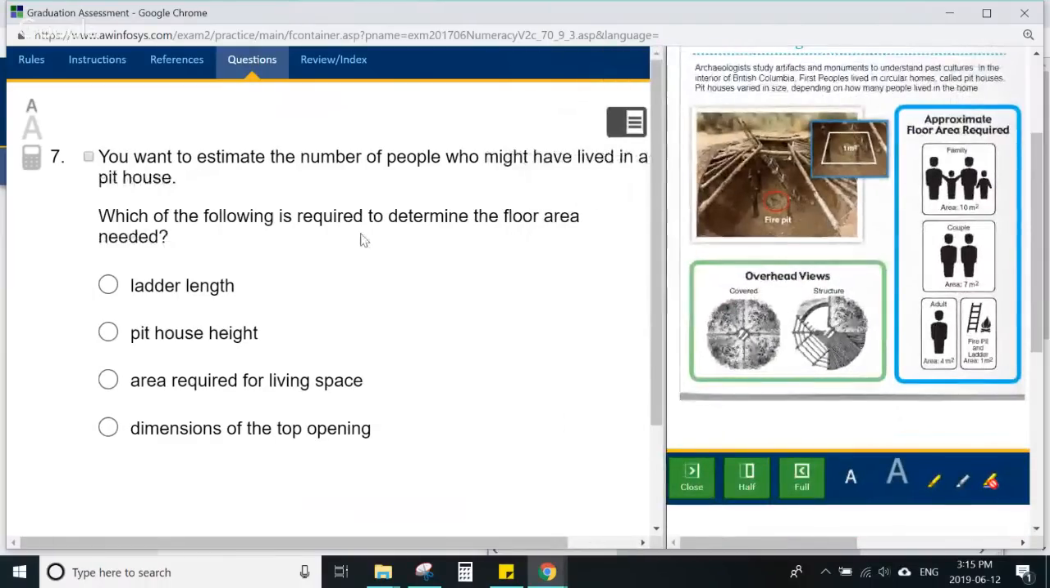Which of the following is required to determine the floor area? Do we need the ladder length, the pit house height, the area required for living space, or the dimensions of the top opening? If we wanted the floor area, we would need the area required for the living space, and that's the bottom, right? That's the floor area. So the answer there is C.